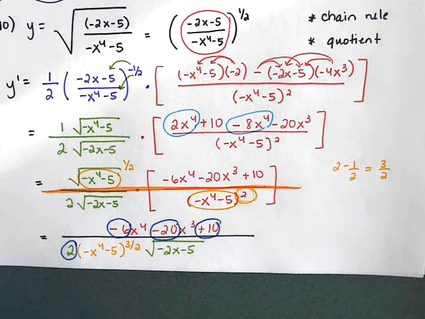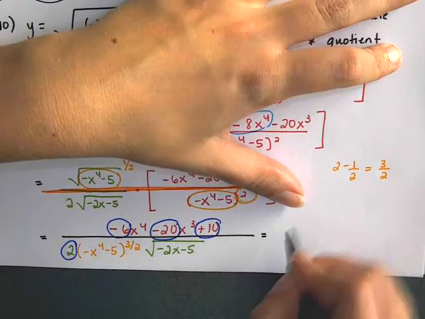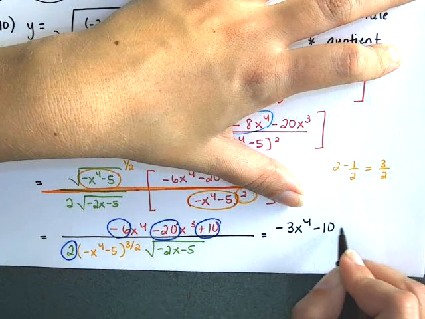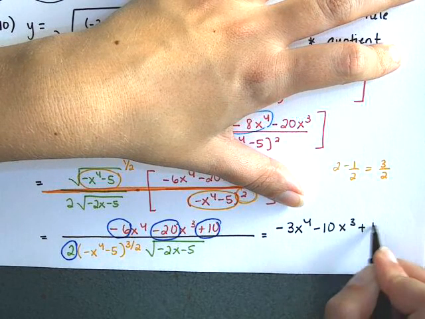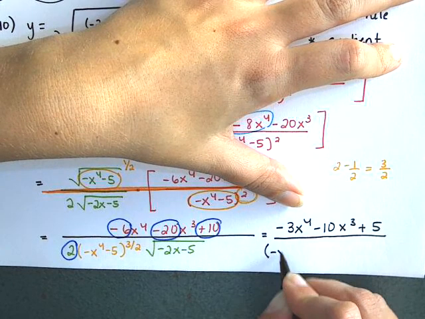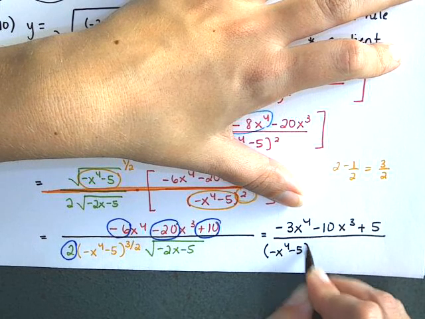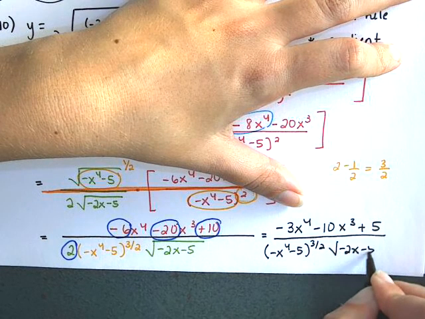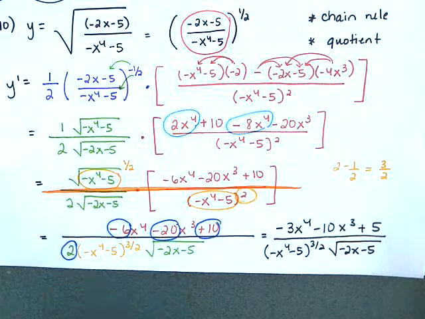So if I reduce this and I divide them all by 2, I get negative 3x to the 4th minus 10x cubed plus 5 divided by negative x to the 4th minus 5 to the 3/2 and the square root of negative 2x minus 5. And I'm done.